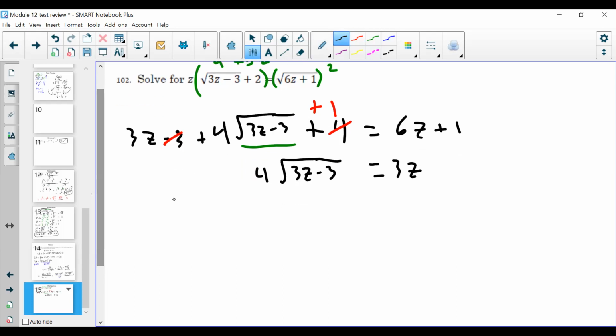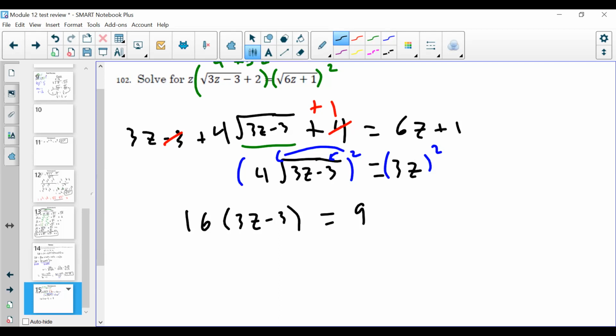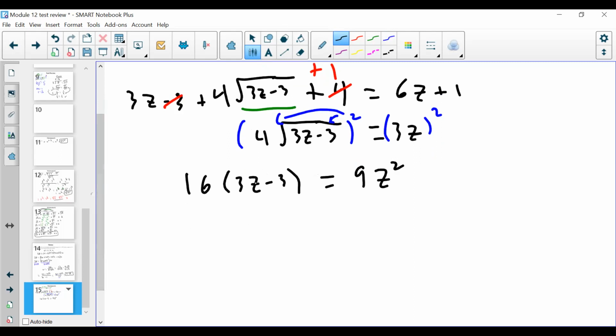All right. So from here, I'm going to square both sides. You could get rid of that 4 if you really wanted to, but there's no real point. The most important thing is to make sure you only have one term of the square root, nothing added or subtracted to it. So I can square it and distribute the square to both of these. 4 squared is 16. The square root of 3z minus 3 is just 3z minus 3. And that equals 9z squared. Distribute the 16 in, we get 48z minus 48 equals 9z squared.